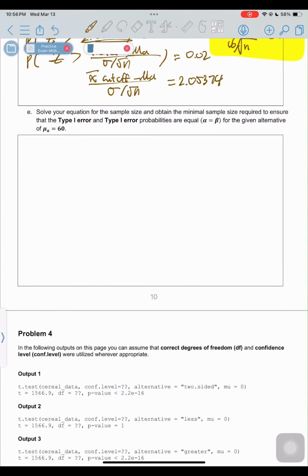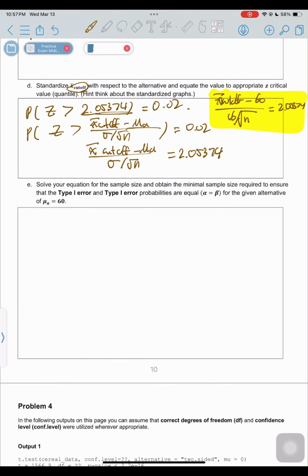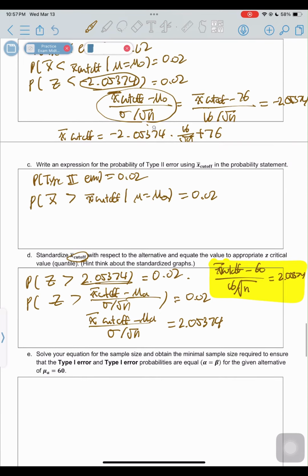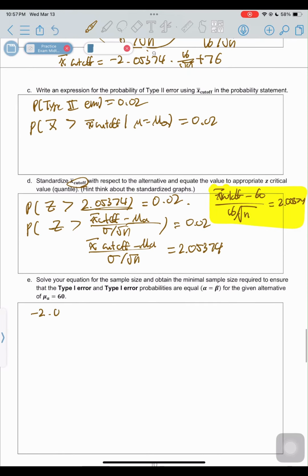And then solve your equation for the sample size. Okay, now it's the algebra. Obtain the minimum sample size required to ensure that the type 1 error and the type 2 error have the exact probability alpha equal to beta for the given alternative of mu a equal to 60. So our x cutoff from the type 1 was negative 2.05374 times 16 over square root of n plus 76, right?